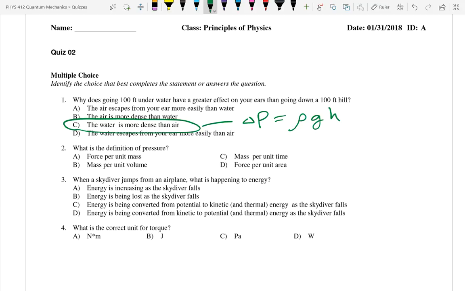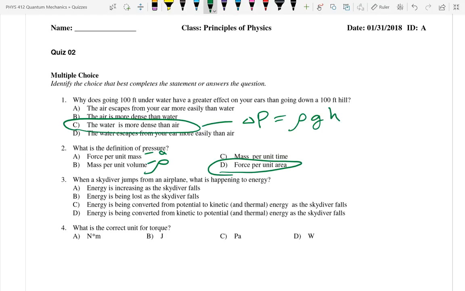Number 2, what is the definition of pressure? Force per area. Mass per time doesn't have some simple definition. Mass per unit volume, what's that one? That's density. And force per unit mass, if it said net force per unit mass, it'd be the acceleration. Right, because Newton's second law says acceleration is force over mass.